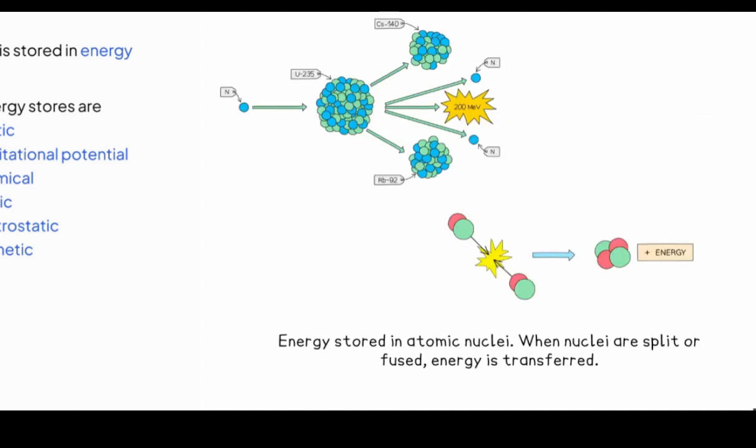Energy is stored in the nuclear energy store of atomic nuclei. When nuclei are split in nuclear fission, energy is transferred. And when nuclei are joined in nuclear fusion, energy is transferred.